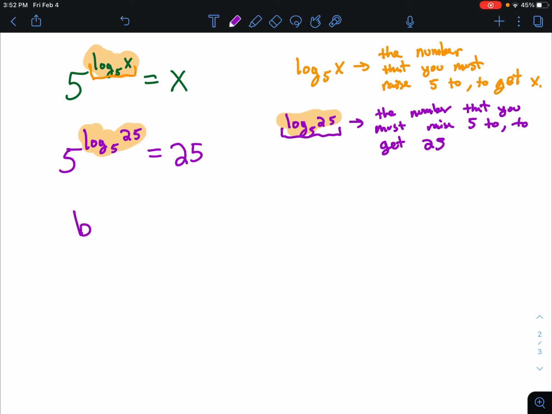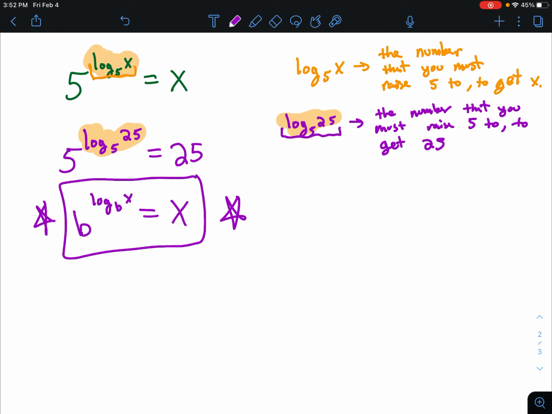We can generalize it by saying b raised to the power of log base b of x equals x. So this is a key property of logarithms. It is an inverse property. Okay, b raised to the log base b of x gives us x, and that's why.